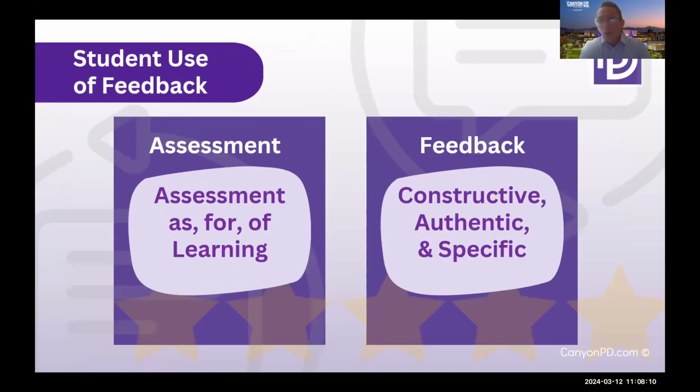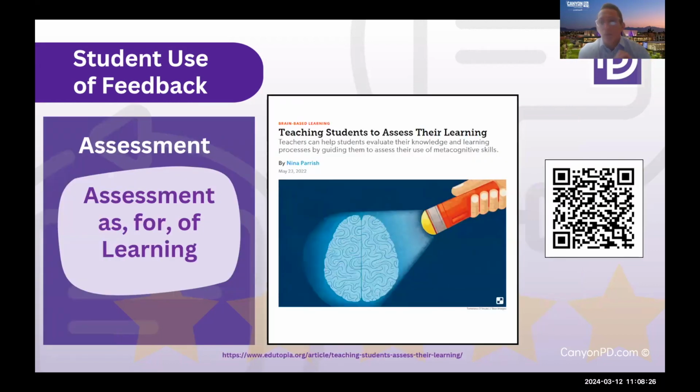Okay, so now we're going to turn the corner to student use of feedback. We're going to look at these two main components here: assessment as, for, and of learning, and then the feedback we provide to students and what they're expected to do with that feedback in terms of being constructive, authentic, and specific. So first, in just a moment, I'm going to have you pause this video, and I want you to scan this QR code here. It's going to take you to an Edutopia article that this author wrote not too long ago, about teaching students to assess their learning.